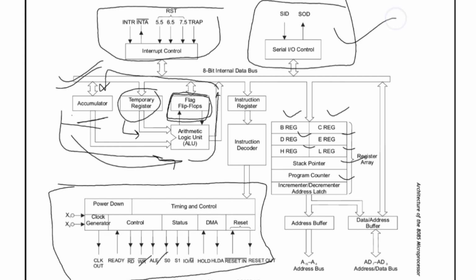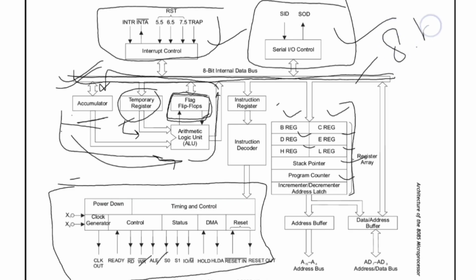And all these blocks, that is the serial IO control, interrupt, accumulator, temporary register, flag register, instruction register, timing and control unit, general purpose registers, all these are connected to the internal data bus of the microprocessor. The internal data bus of the microprocessor is an 8-bit data bus.